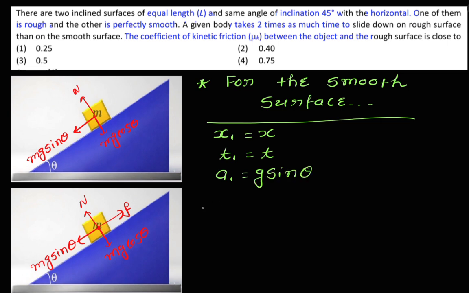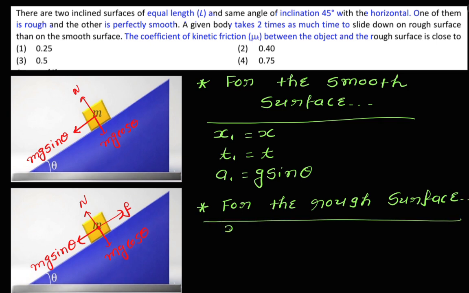Now in the same way let me write for the rough surface. तो फिर rough surface के लिए क्या हो जाएगा? For the rough surface, once again, how much distance is covered? For the distance covered, we write x2 is equal to x. लेकिन time कितना है? They have given us the time is twice. So t2 is equal to 2t. और फिर acceleration कितना हो जाएगा?